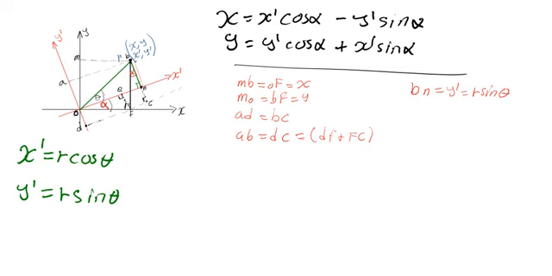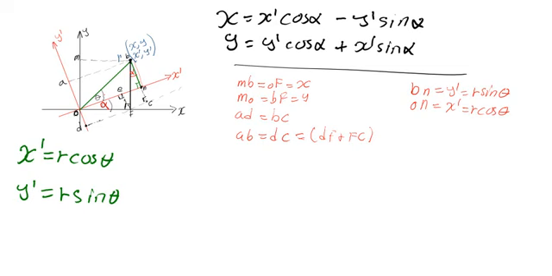Then what else do we have to know? Our BN is r sine theta. Then our ON, I mean O to N, this is x prime, r cos theta. So our x prime is equal to r cos theta, which is our ON. Then our BN is y prime, which is equal to r sine theta.